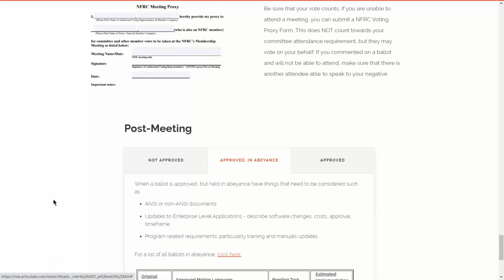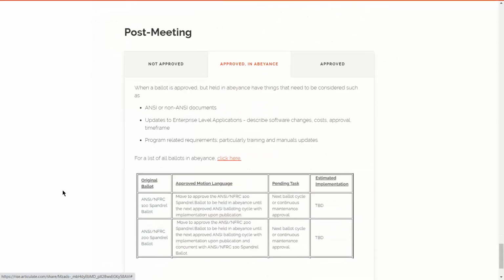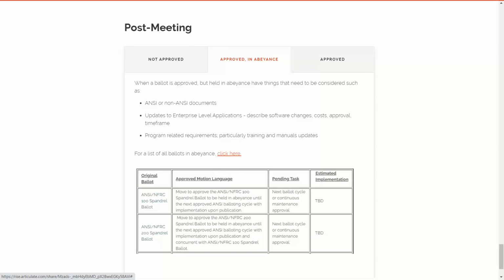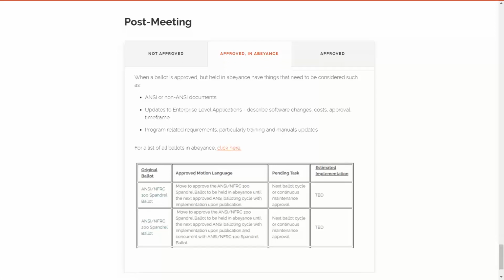And there are times when ballots are successful. However, there are many items that may require consideration before implementing a publication, and those ballots are held in advance. Many times, the motion language will contain such language. There's a link available on this page to help review the ballots that have been approved but are being held in advance. And you can also see here the snapshot of the web page.